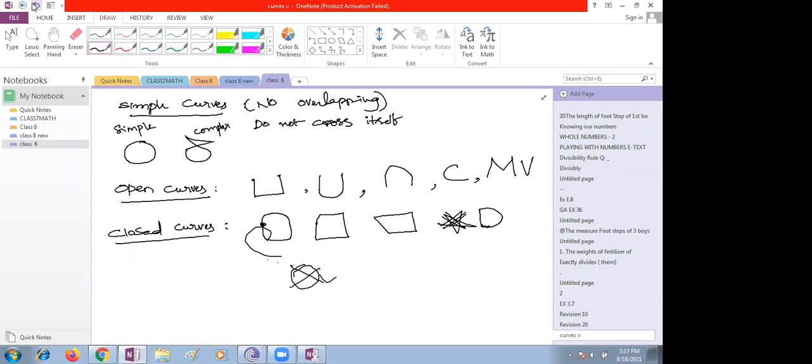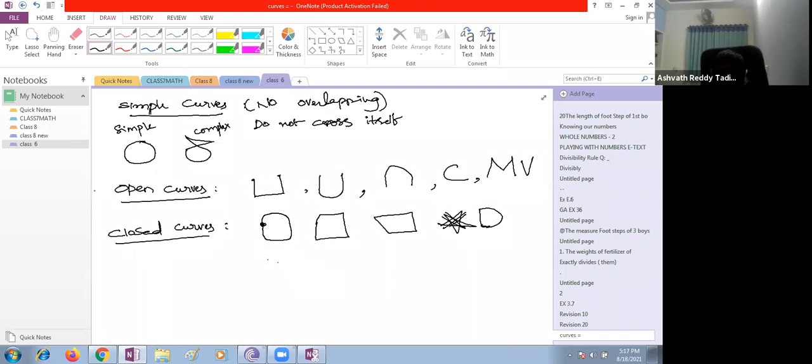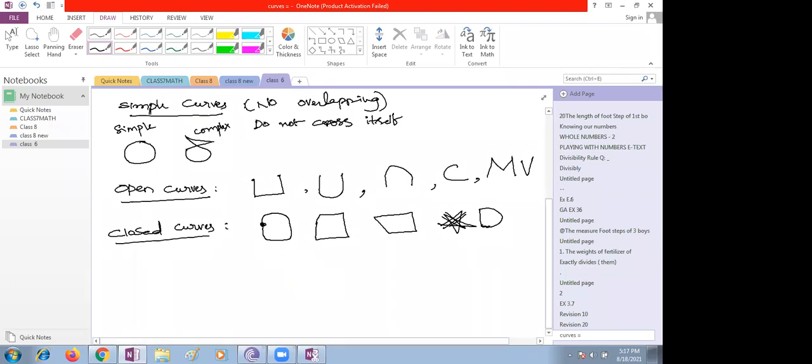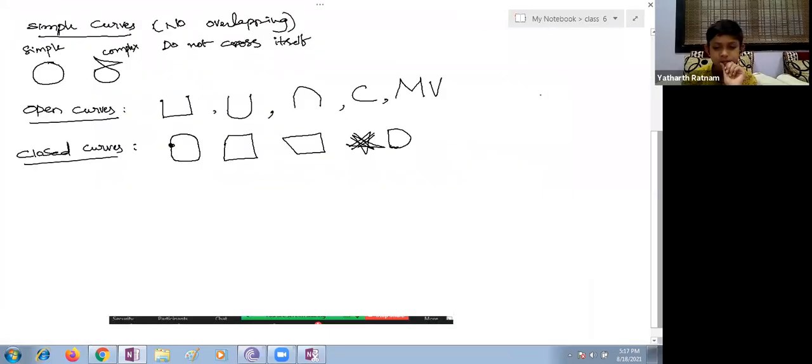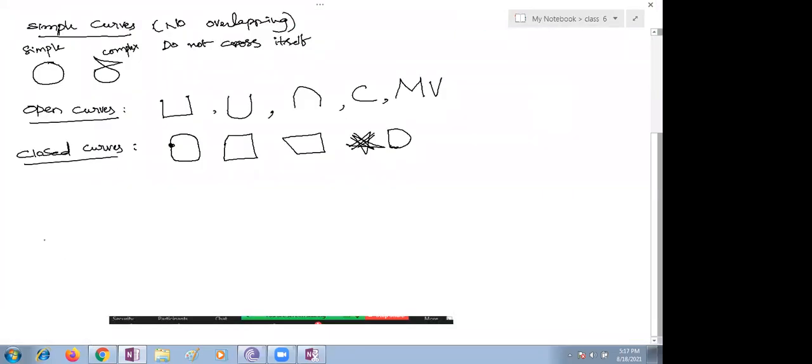Please don't confuse children. Please keep things very easy. What are simple curves? What are open curves? What are closed curves? Okay, ma'am. Then go with a note on the interior and a note on the exterior.